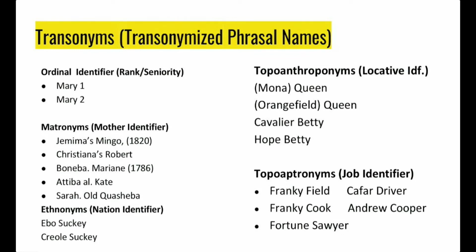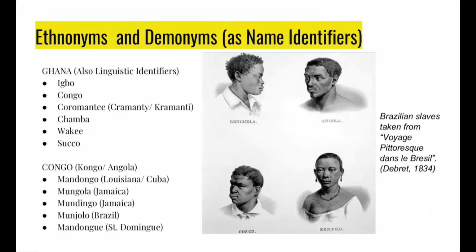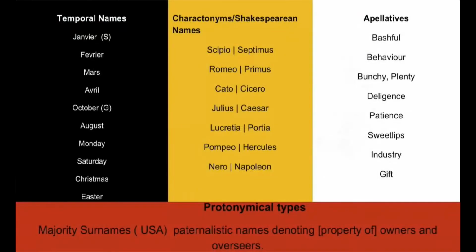Ethnonyms, Igbo Suki versus Creole Suki, we can see that these were really combining one form with another. Ethnonyms and demonyms, as mentioned, were very clear markers, particularly in Brazil, where people were merely called by their ethnicities: Angola and Congo, Monjolo. You had very well-defined subgroups like the Mandango and the Bonjolo and the Waki and the Suku and the Shamba. These were forms of identity also.